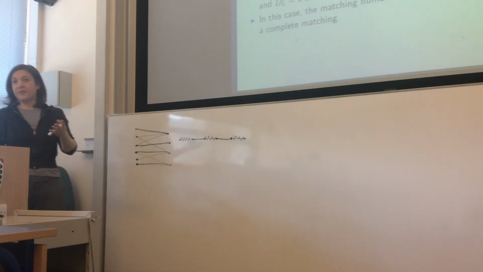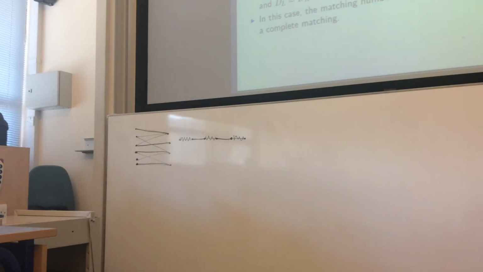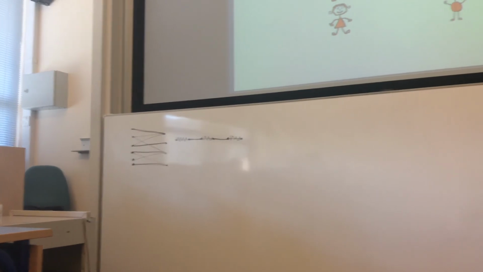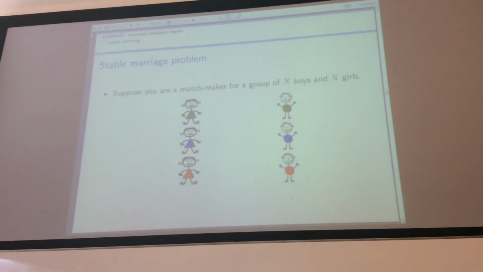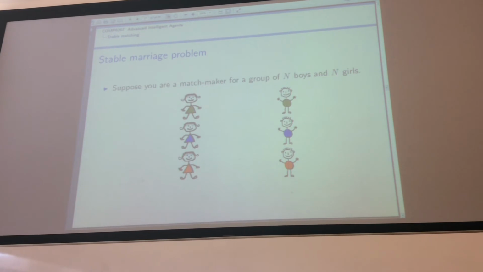So that's a centralized mechanism to find a maximum size matching. But we are, for the moment, interested in the case where our boys and girls have preferences. Not just acceptable mates on the other side, but actually they would tell us who is their favorite, who is their a little bit less favorite, and so on.